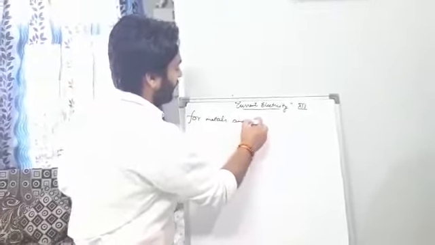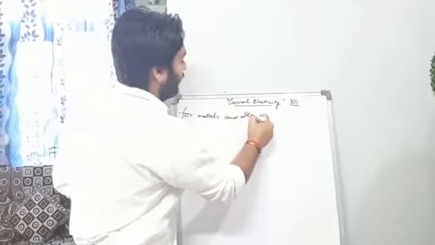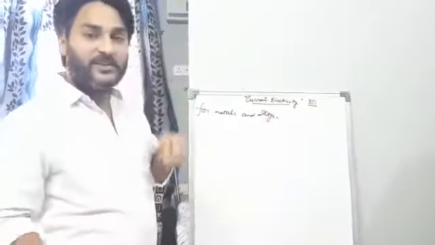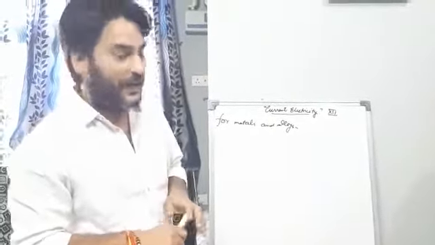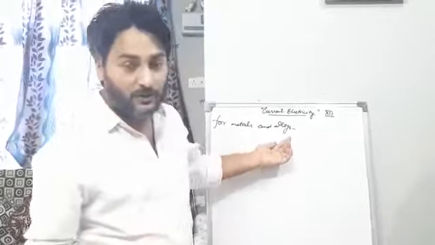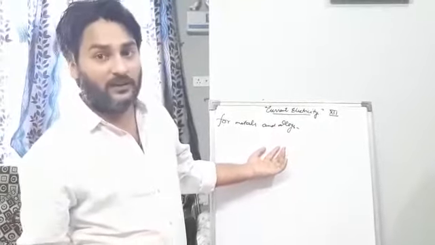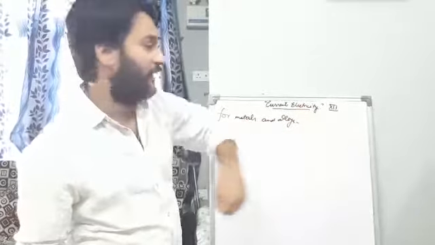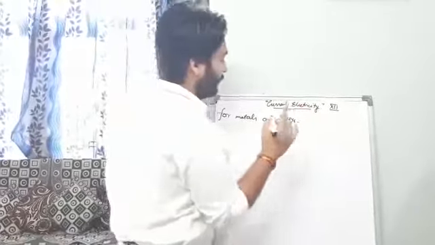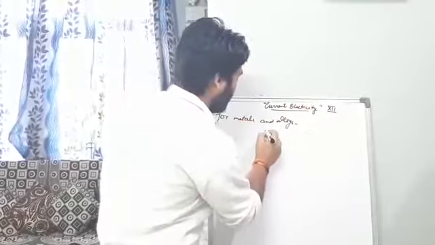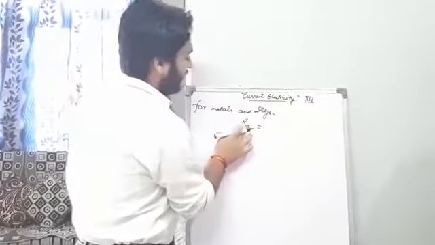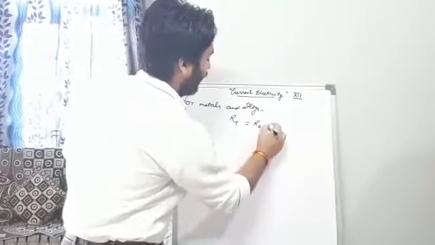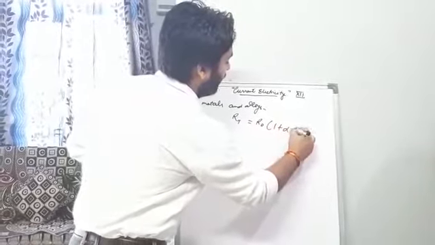and alloys. For metals and alloys, the resistivity is directly proportional to temperature. That means if you increase the temperature, the resistivity will also increase, or if you decrease the temperature, the resistivity will also decrease. And for that, we have proved a formula also, that is resistance at temperature T Celsius is R_T = R_0(1 + αΔT).